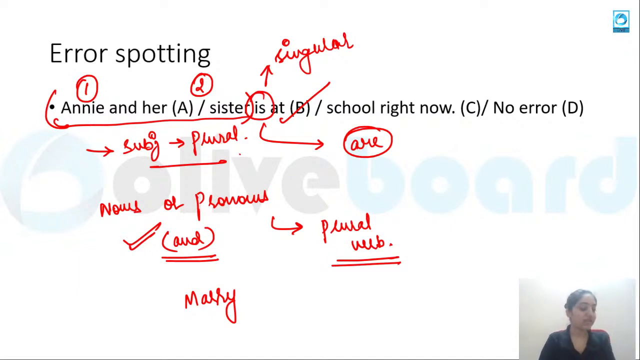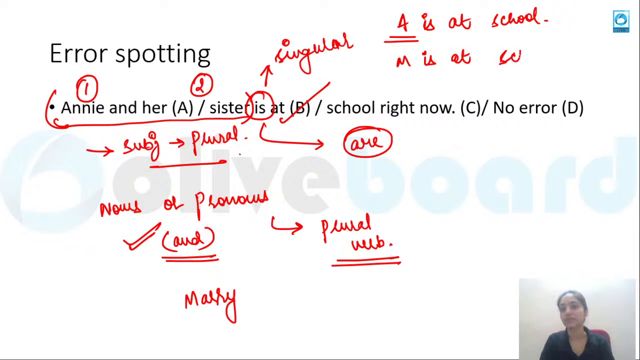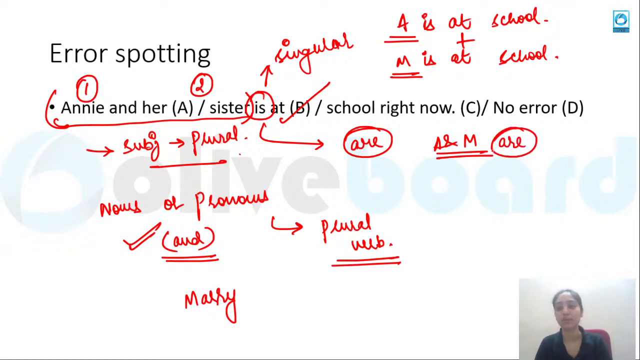If you still have a doubt, you can ask your doubts. When you say this sentence, Annie is at school, you are talking about one person. When you say Mary is at school, here also you are talking about one person. But when you combine these two sentences, when you say Annie and Mary, then you are talking about two people. So two people followed by a plural verb: Annie and Mary are at school.